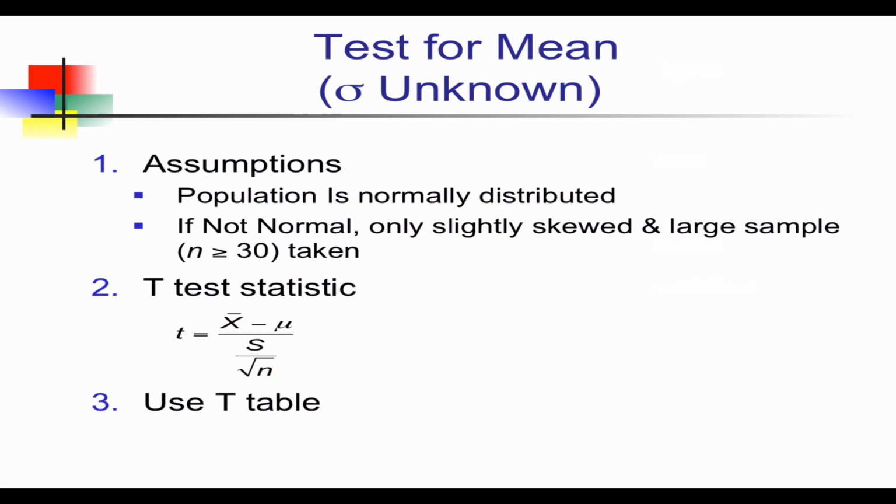And what is the test statistic for one sample t-test? That is x bar subtract mu over s over square root of n. Why is this one? The intuition, actually, we told you during the estimation 1 lecture.